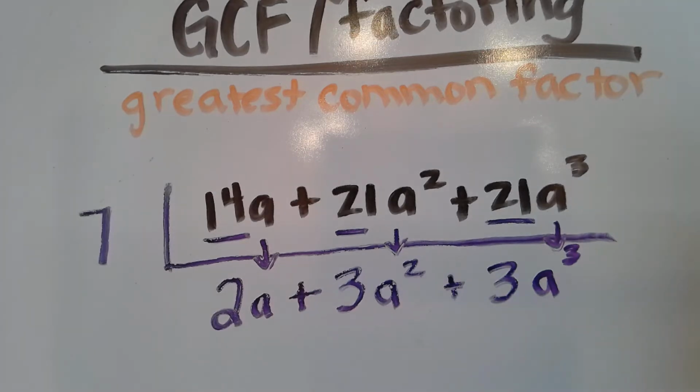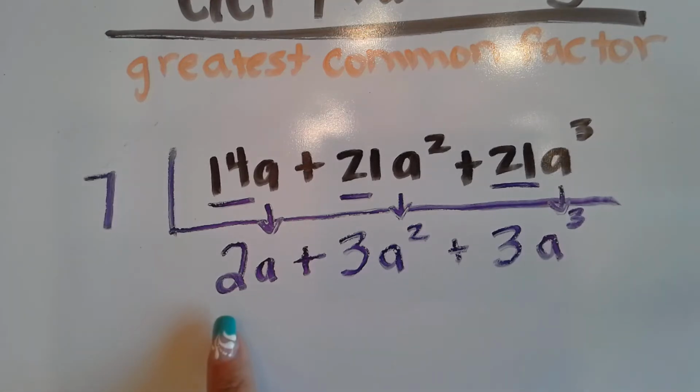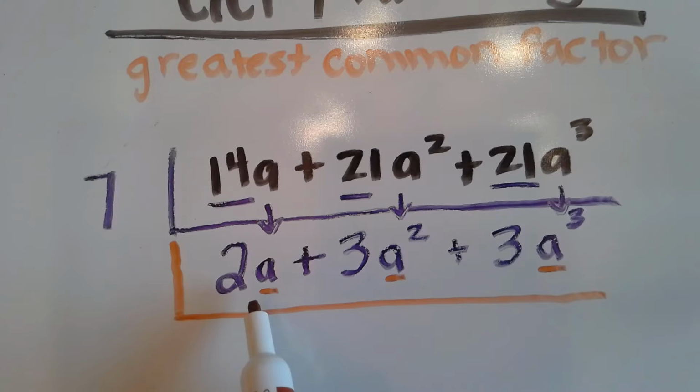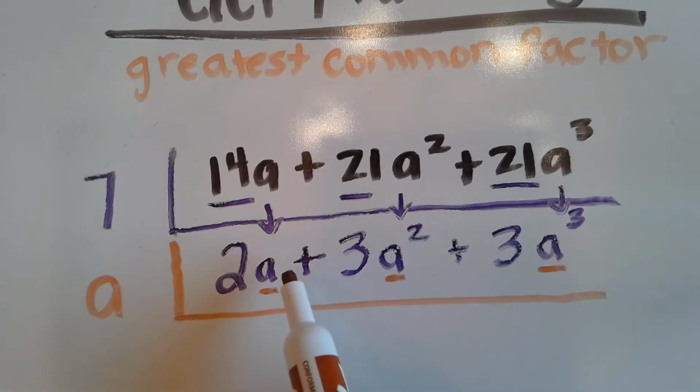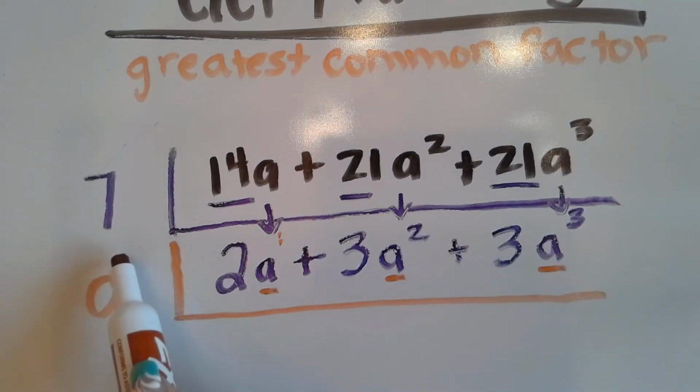Now, when looking at these numbers, I want to determine, is there anything else that these three terms have in common? Looking at our coefficients, nothing can be divisible by 2, 3, and 3, but I do see that they all have an A. So I'm going to continue drawing my ladder. Since they all three have an A, we're going to pull out our A. Let's see which one has the smallest exponent. I see that this one has that imaginary 1, so A to the first. We're going to take out our smallest one.